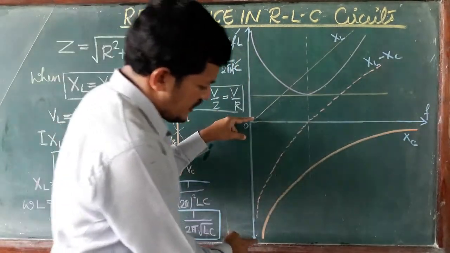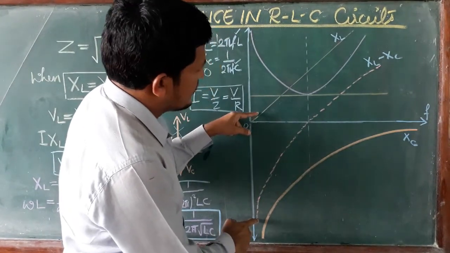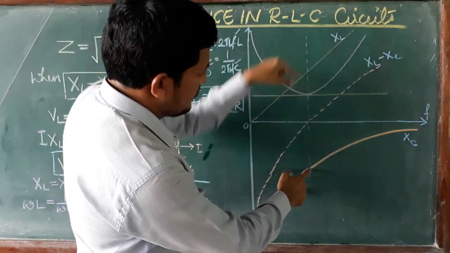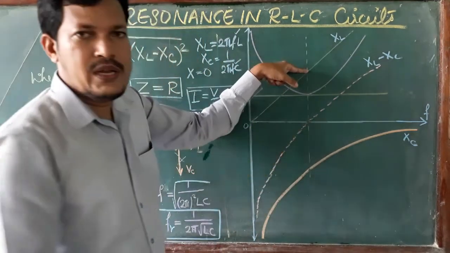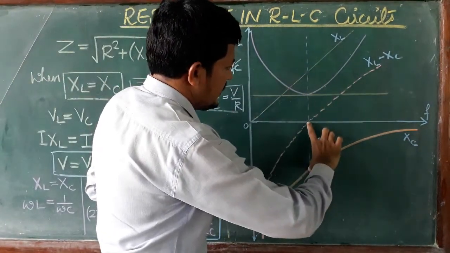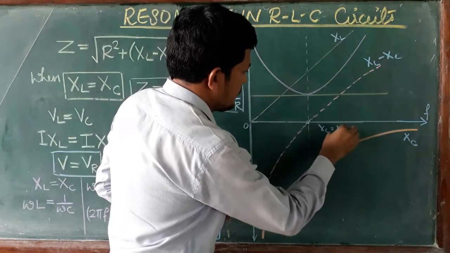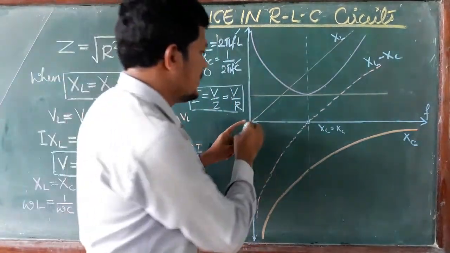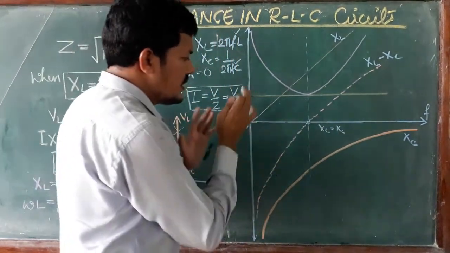Clear? In this case, X is a very large value. Again, XL is increasing, so the difference is also decreasing. At one position, the value of XC and the value of XL are equal. XL value and XC value are equal at that condition. At this point XL equal to XC, so XL minus XC is 0. Clear? At this condition, what are the other values?